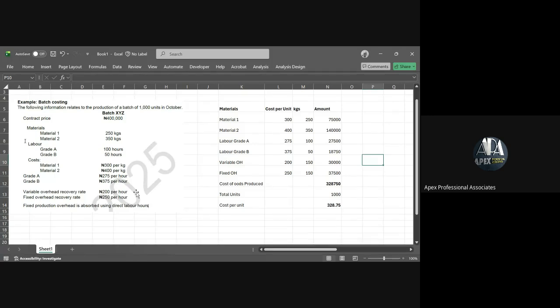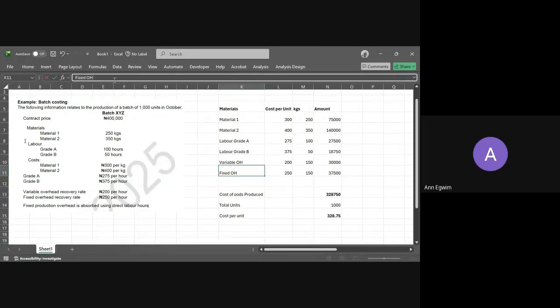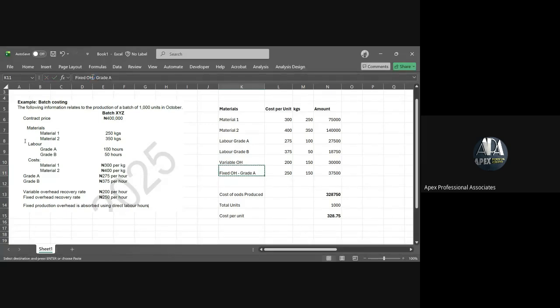It's another way. We can also do it this way. Like the fixed production overhead, we can say fixed overhead for grade A. Are you getting me? We can also come back and say fixed overhead for grade B. So instead of putting 150 here, what is the hours for grade A? 100 hours. We bring the same thing down.